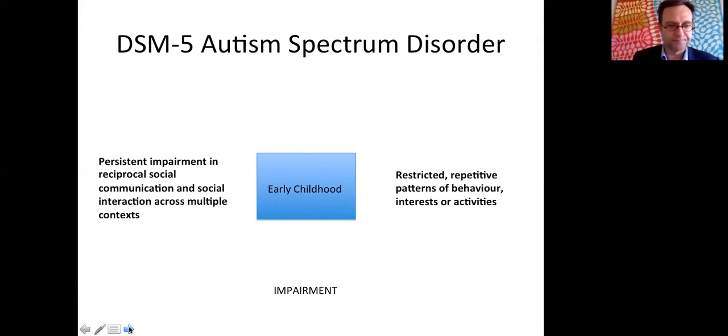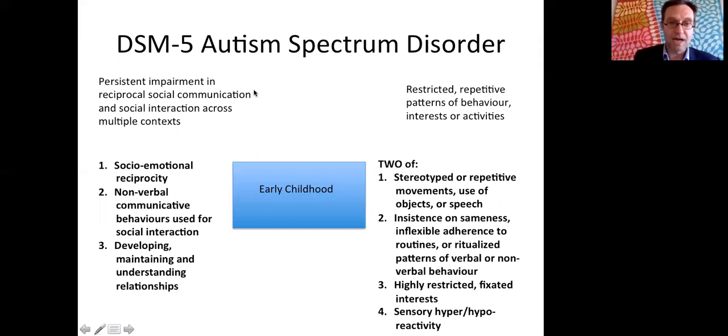Let me add more words to it. In domain one and domain two, here you can see the three subdomains. In domain one, we are looking for difficulties with socio-emotional reciprocity.